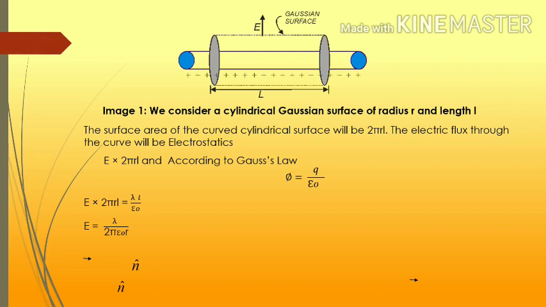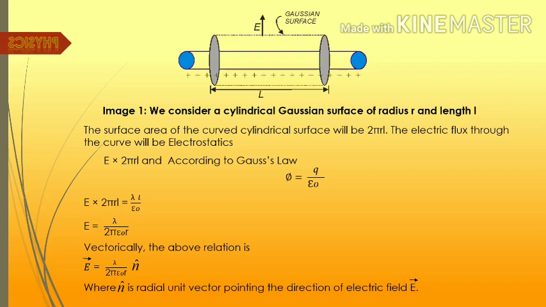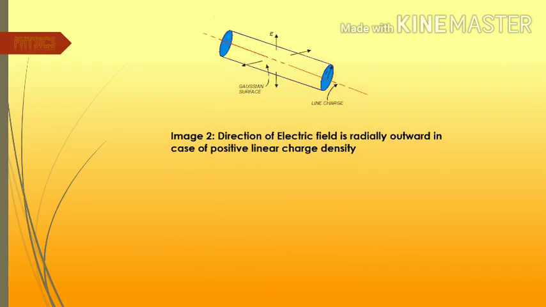The term L cancelled. This gives the equation E equal to lambda divided by 2 pi epsilon naught r. Vectorially, the above relation says E vector equal to lambda divided by 2 pi epsilon naught r into n cap, where n cap is the radial unit vector pointing in the direction of electric field E vector. The next, image 2. Direction of electric field is radially outward in case of positive linear charge density.